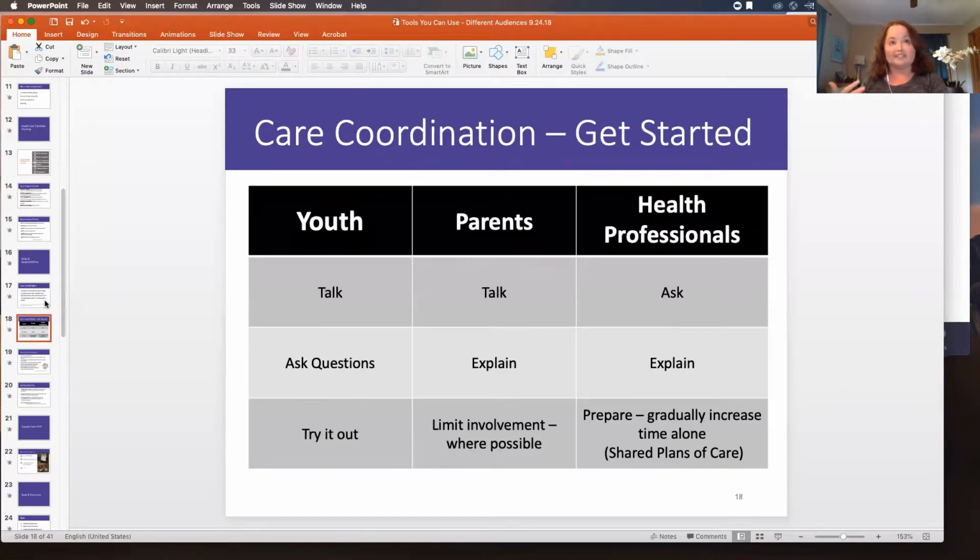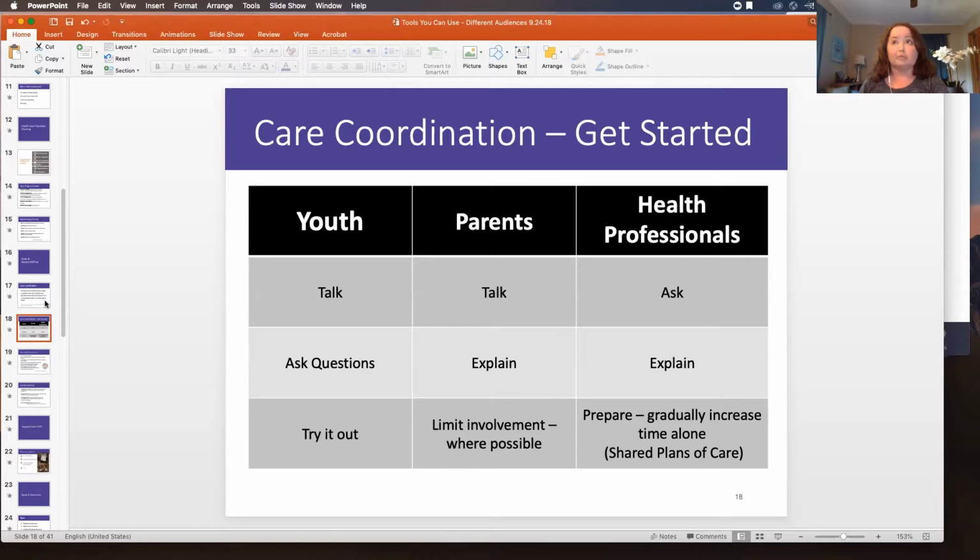So how we get started, typically when we're giving these types of presentations, we want to break it out into those three areas, especially when we're talking to clinics, healthcare providers, and families. There are some roles and responsibilities of each individual who's involved in this process.